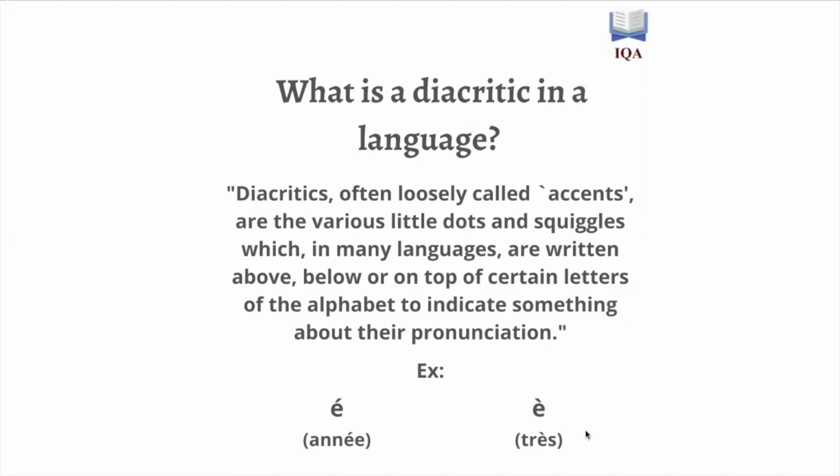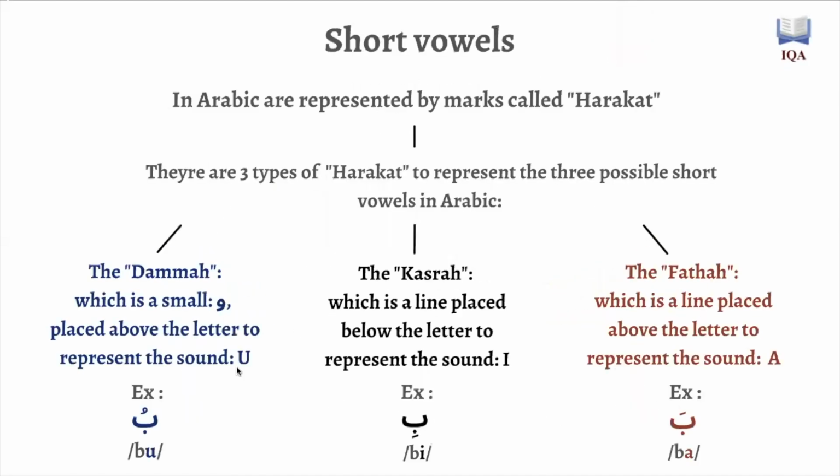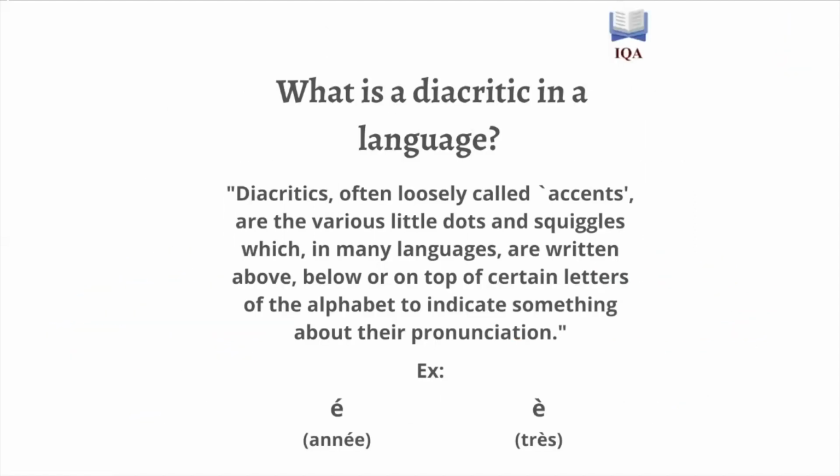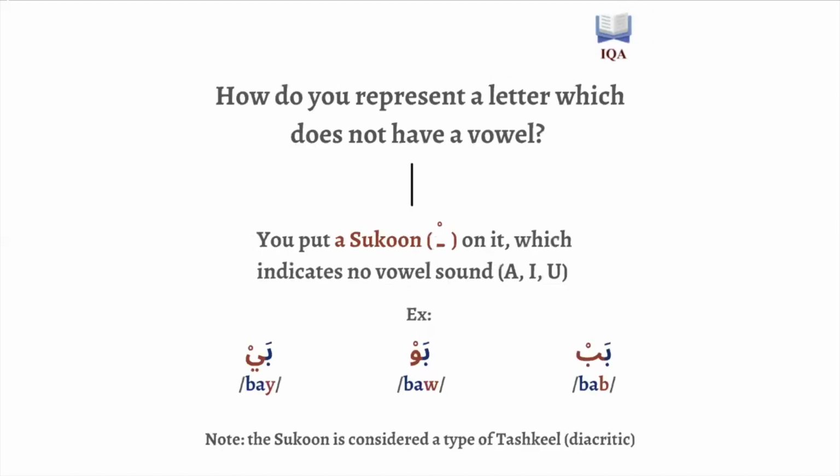Likewise, in Arabic, we have diacritics. We have a lot of them. We covered a few of them, which were the dhamma, the kasra, and the fatha. These three are a type of diacritic, but there are more types in the Arabic language. As I covered, a diacritic is any little dot or squiggle placed above, below, or on top of certain letters to represent something about their pronunciation. So now we can understand, inshallah, the concept of the sukoon.